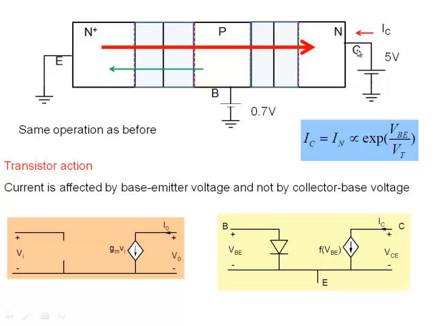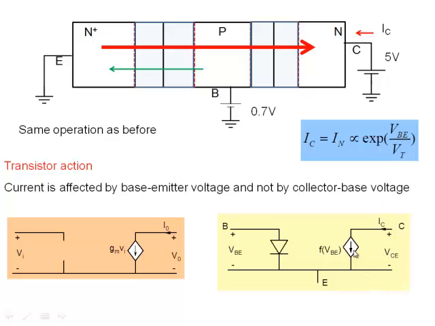What do I have between collector and emitter? What is flowing between collector and emitter? This current, right? This red arrow that you see here. And this current is what? IN. And IN goes as exponent VB by VT. It depends primarily on the base emitter voltage. It's independent of collector voltage.